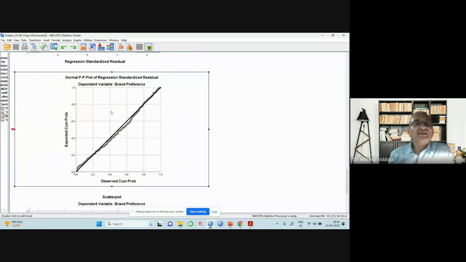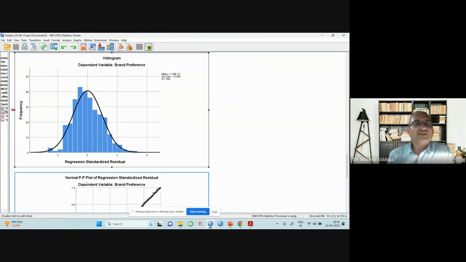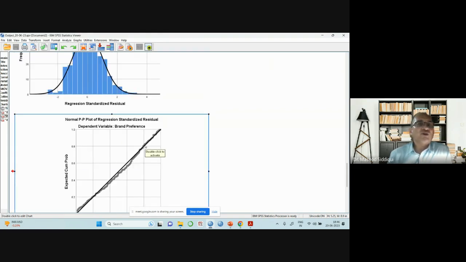Further, this is the normal PP plot that I have explained earlier also while we were checking the normality. On the x-axis, we have the observed value, and on the y-axis, we have the estimated or expected value from the model. As you see, most of the points are lying very close to this 45-degree line. So through these two diagrams, we can say that residuals are following normality. So the first assumption of normality is being fulfilled, right? So this is the first assumption.